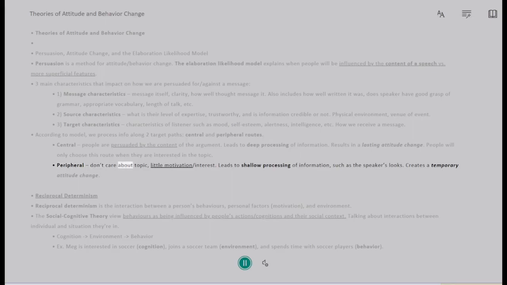Peripheral: people don't care about the topic and have little motivation or interest. This leads to shallow processing of information, such as the speaker's looks, and creates a temporary attitude change.